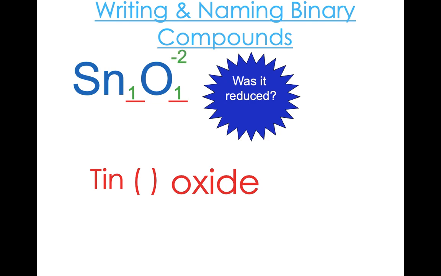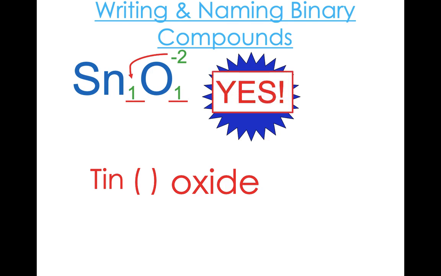Folks, keep in mind, we already know that the original charge on the oxygen, group 16, is a -2 charge. So if that's the case and we switched and dropped, what should we see next to the tin? Shouldn't we see a 2? I don't see the 2. So if I don't see the 2 next to the tin, what does that mean? Was it reduced? Yes, it was reduced.